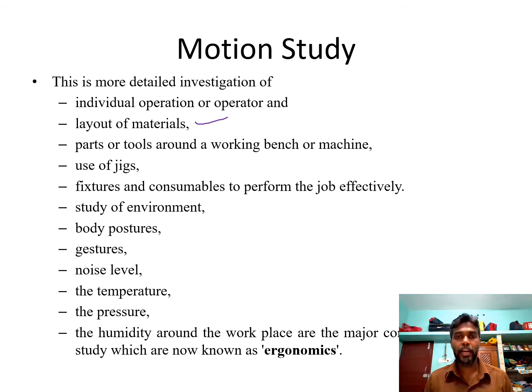And you have to study the environment, location, like how the wind flow is, how the light system is. Even in some situations, if they are providing an air conditioning system, you will not feel sweating, so that the work productivity can be increased. Then the body posture, how you are working; even body posture converts productivity towards a higher level. And the gestures, the noise level due to the machines running and the surroundings, the temperature, the pressure, the humidity around the workplace are the major concern of motion study, which is known as ergonomics.